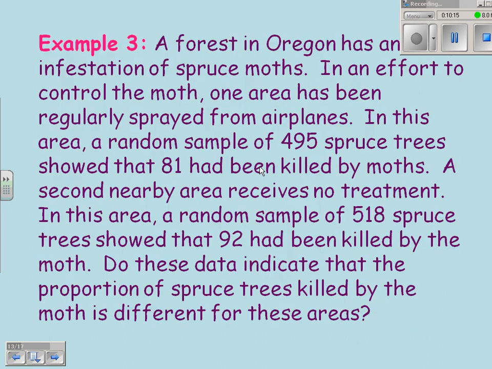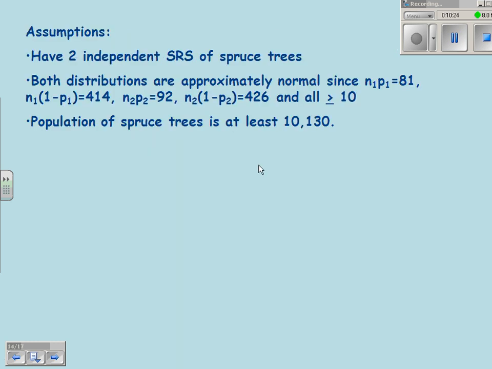So back to our example, and you have this written down. The question is, does the data indicate that the proportion of spruce trees is different for these 2 areas? We have 2 independent simple random samples of spruce trees. Both distributions are approximately normal because we tested all 4 of our np statements, and they're all greater than 10. We have to assume that the population of spruce trees is at least over 10,130. It's a fairly safe assumption in Oregon. If anybody's ever been there, you know there's lots of trees in Oregon.